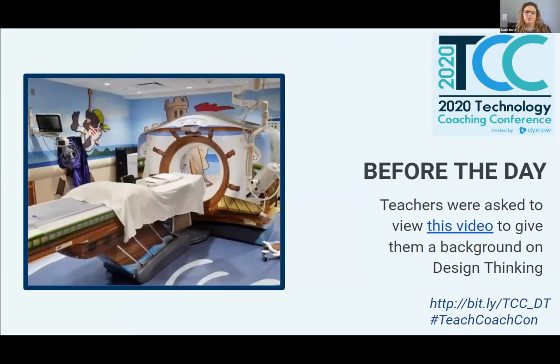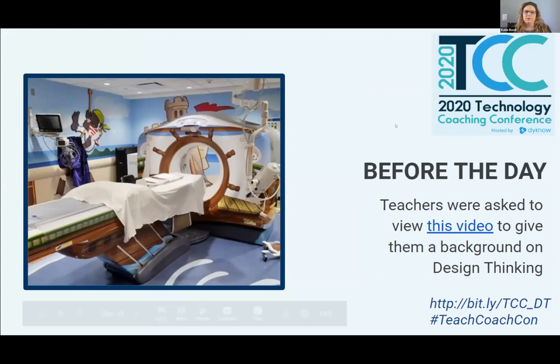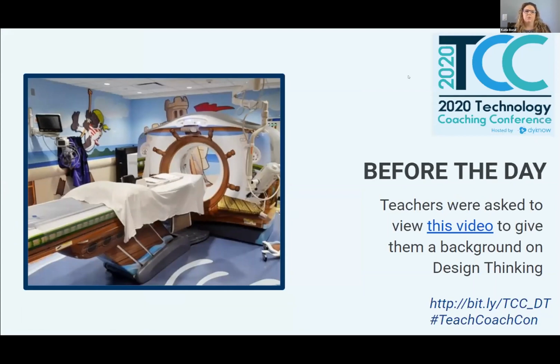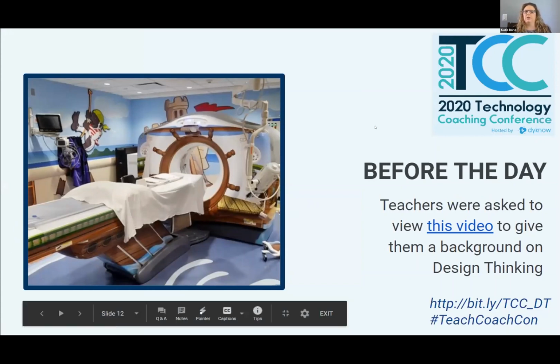So beforehand, we asked our teachers to view this video. This link is live if you want to watch it later. And it was about design thinking. So Doug Dietz was one of the engineers of this MRI machine. He talks about in this video being really proud of making this MRI. The first time he made it, there were not these fun little stickers all over the place and everything.